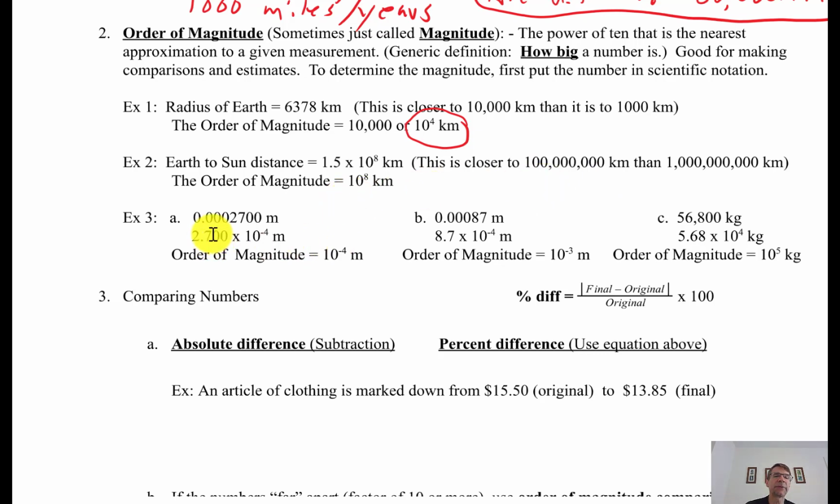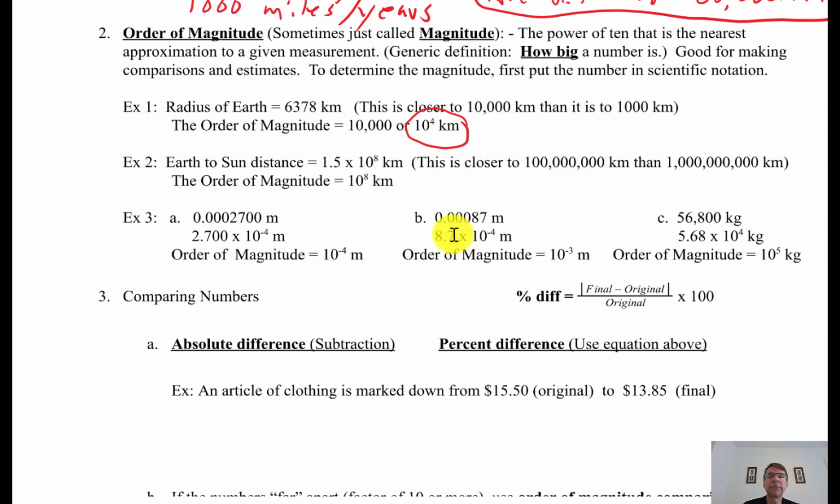Here are some other examples. We have a decimal number, and I'll show you the shortcut now. Put it in scientific notation. 0.000270, with 3 sig figs, in scientific notation is 2.70 times 10 to the negative fourth. I don't care about the sig figs right now because we're rounding off. But the 2 is less than a 5, so the order of magnitude is 10 to the negative fourth meters.